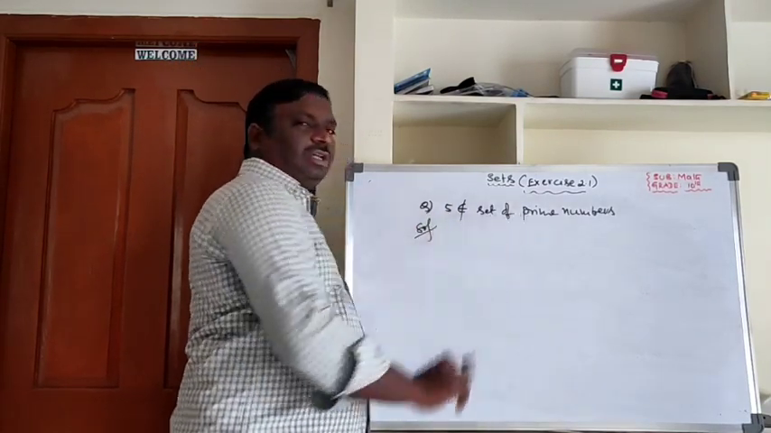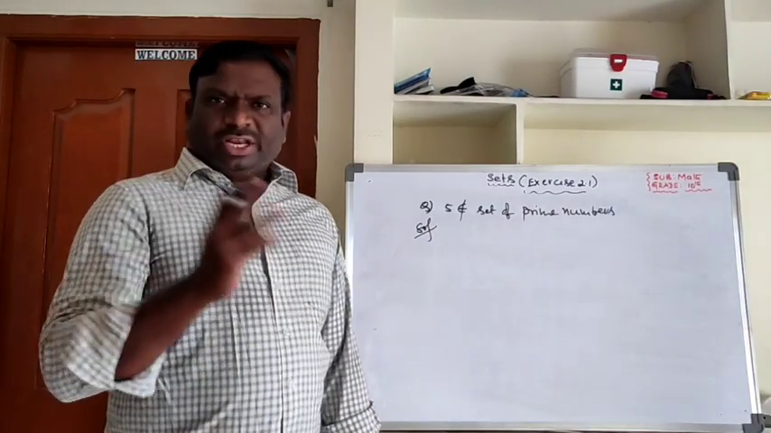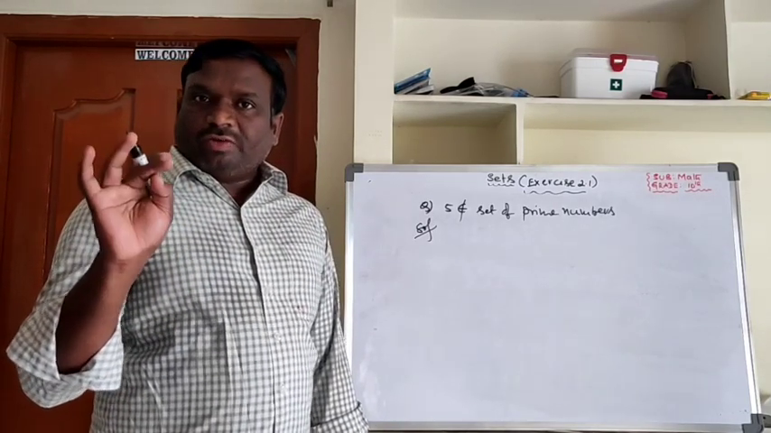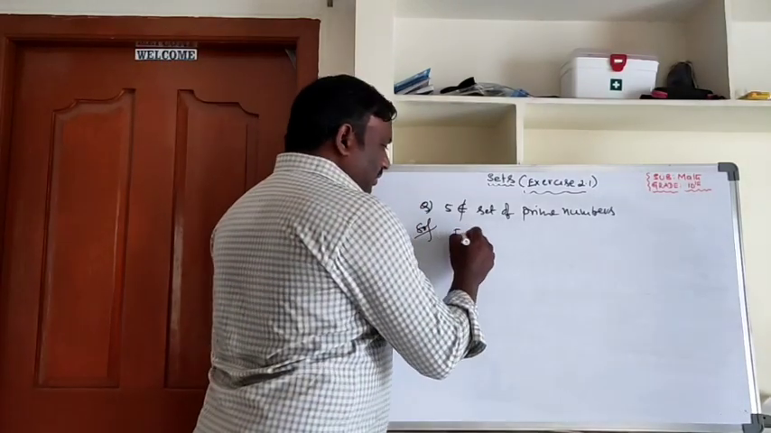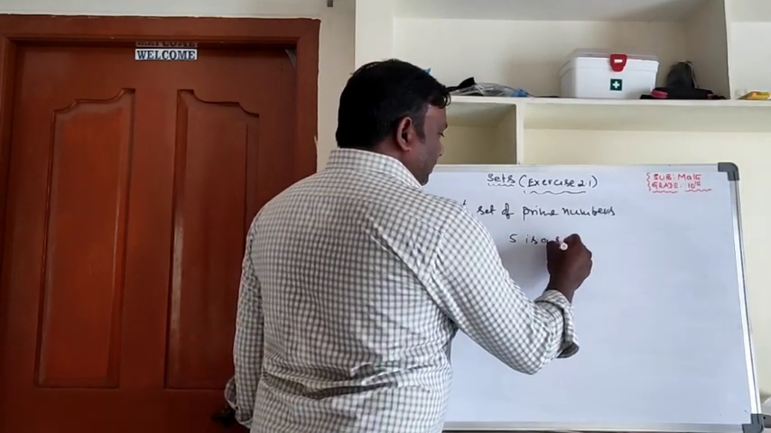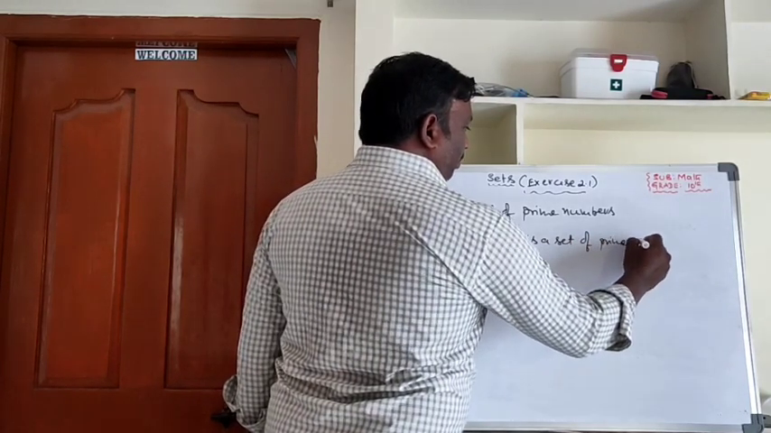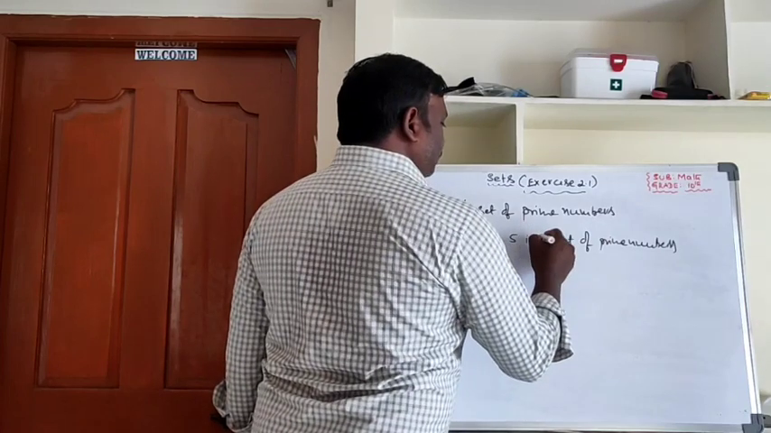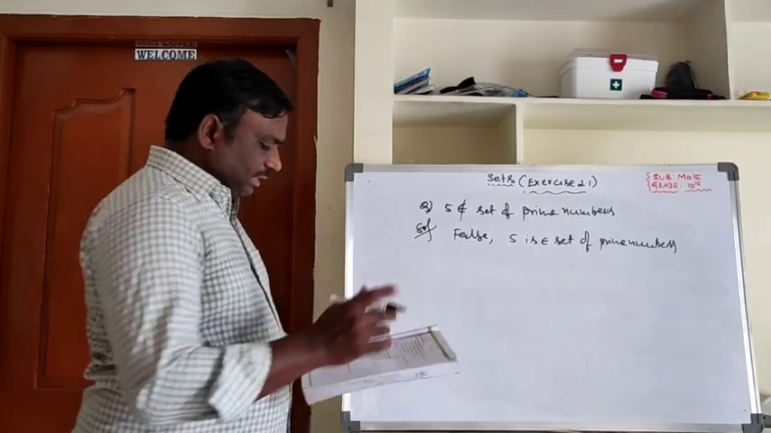5 does not belong to the set of prime numbers. What are the prime numbers? 2, 3, 5 will come; 1 is neither prime nor composite. But what they are saying is that 5 does not belong to prime numbers. So it is false, because 5 belongs to the set of prime numbers.